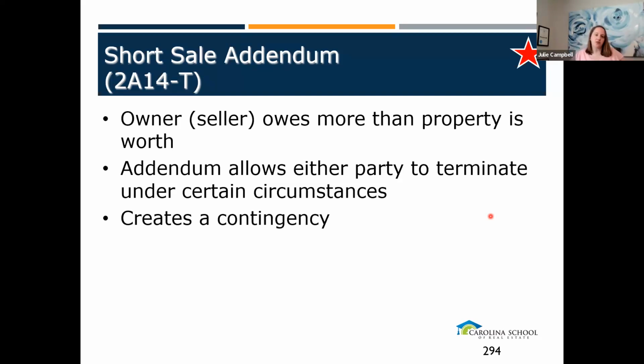Another thing this form does, it's unique. It creates a contingency. Remember what we said, a contingency, something has to happen before I'm legally bound to do something else. And the contingency that this form creates is actually for the seller. The seller has to get approval of all lien holders to do a short sale. If they can't, they're not contractually obligated to sell. So this form is contingent on the lien holders' approval.